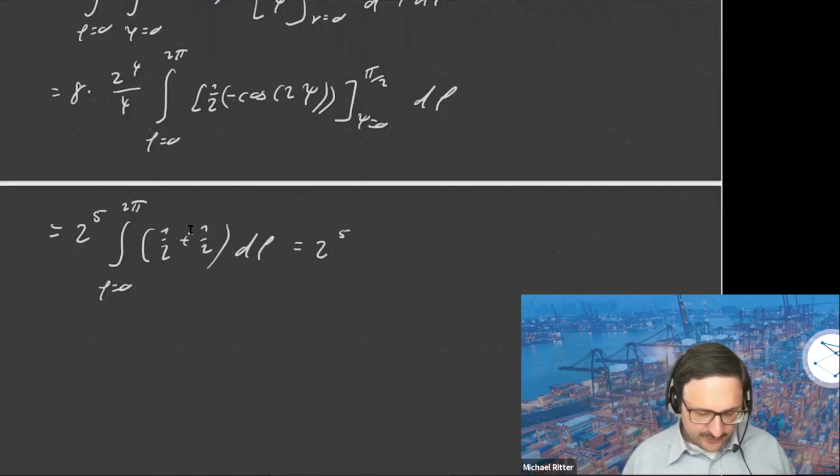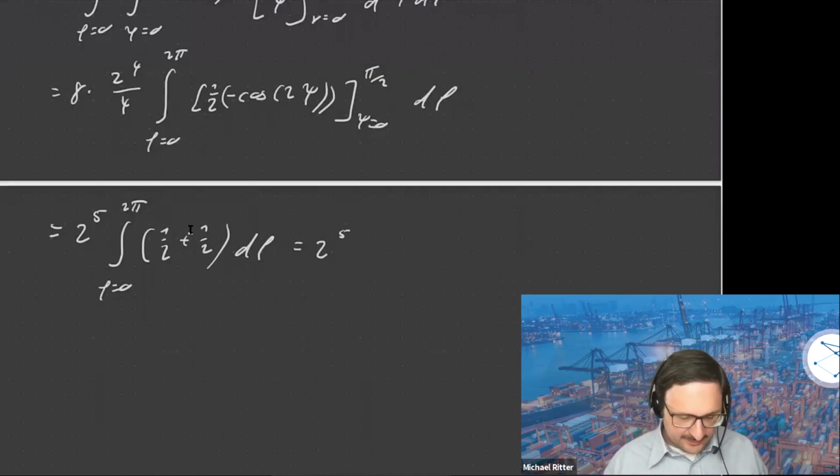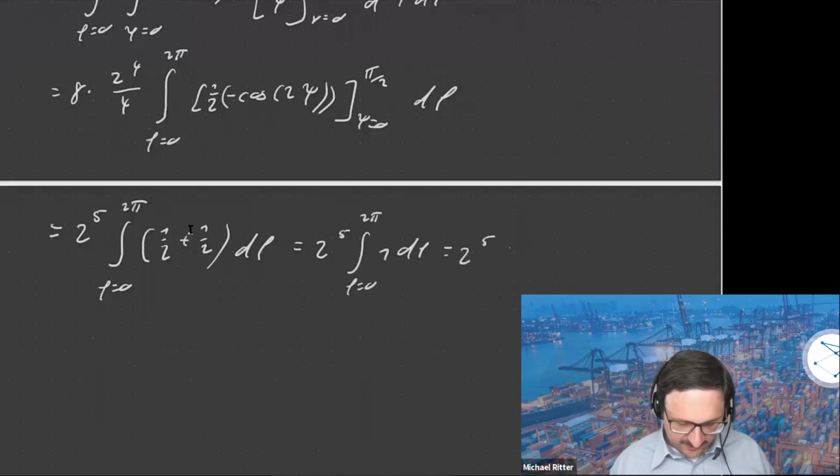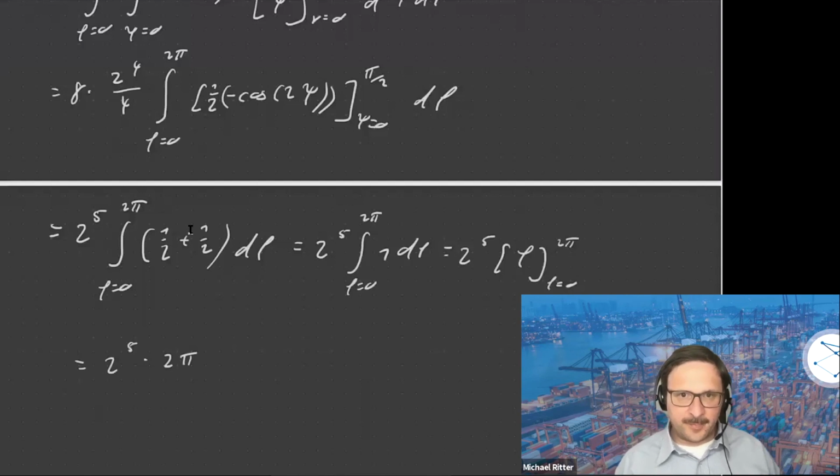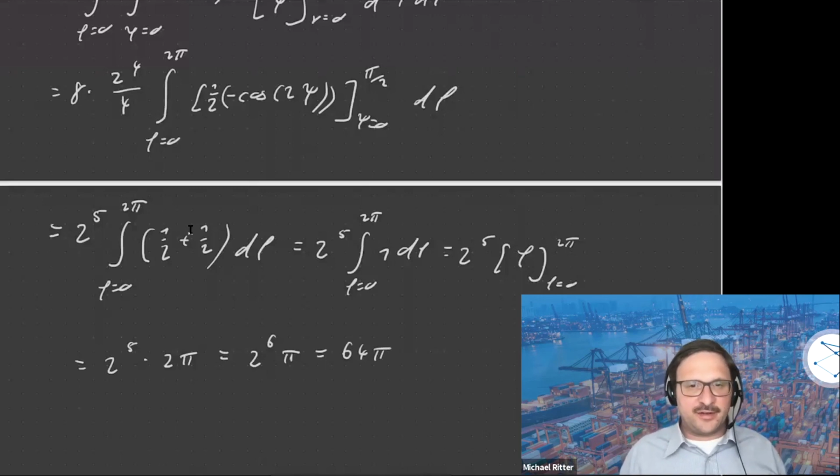So we have 2 to the power of 5 times the integral of 1 d phi. And of course, that's easy. That's phi with bounds 0 and 2 pi. So we get 2 to the power of 5 times 2 pi minus 0. And that means we have 2 to the power of 6 times pi, and 2 to the power of 6 is 64. So 64 pi is our result here.